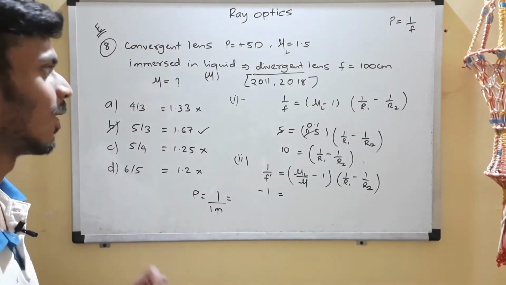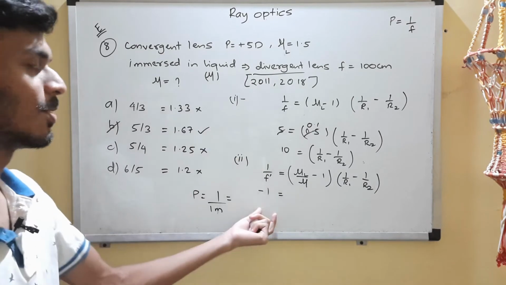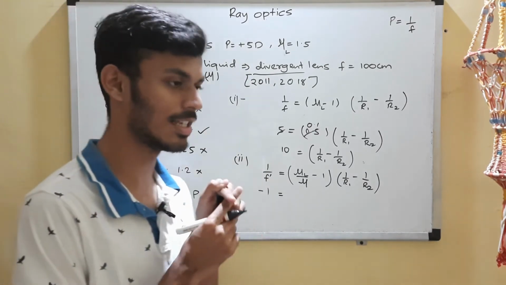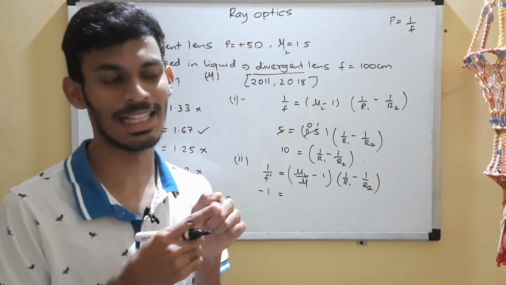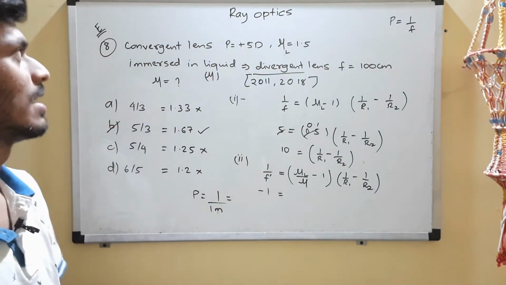So there is a lot to think about in this question, right? It's divergent, so the power is negative. For convergent lenses the power is positive, for convex lens it's positive, for concave it's negative. For divergent lenses it is negative.